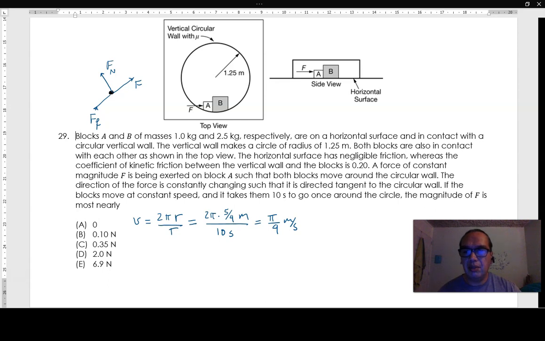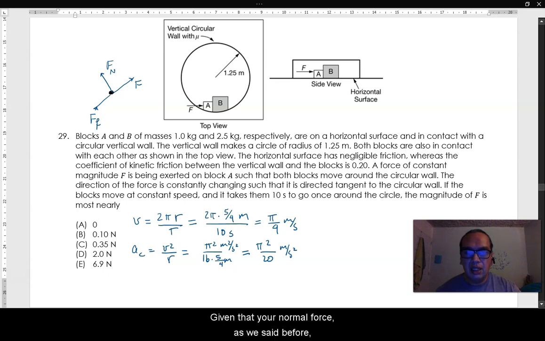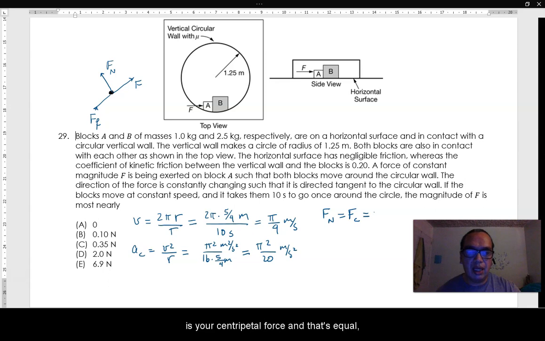So that's your speed. Your centripetal acceleration then, which is the speed squared divided by the radius, is equal to pi squared over 16 times 5/4 of meters. And so, this is going to give you pi squared over 20 meters per second squared. Given that your normal force, as we said before, is your centripetal force, and that's equal, according to Newton's second law, to mass times centripetal acceleration.